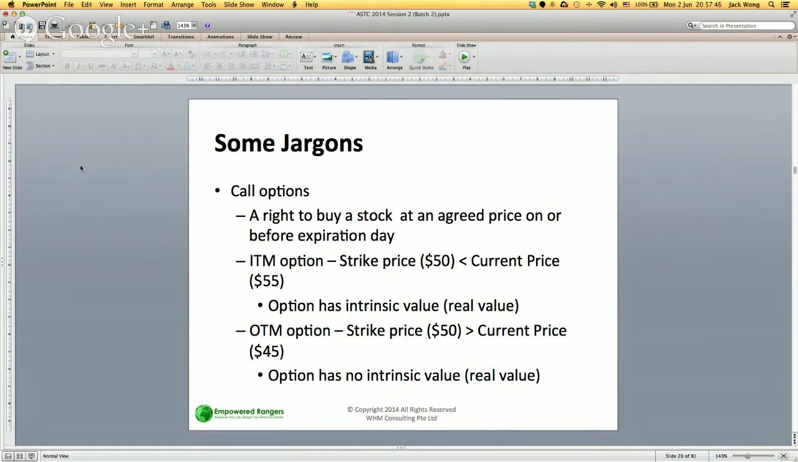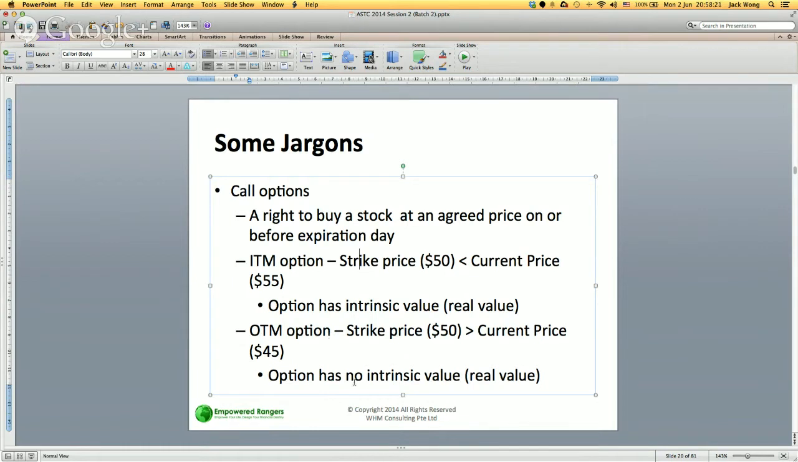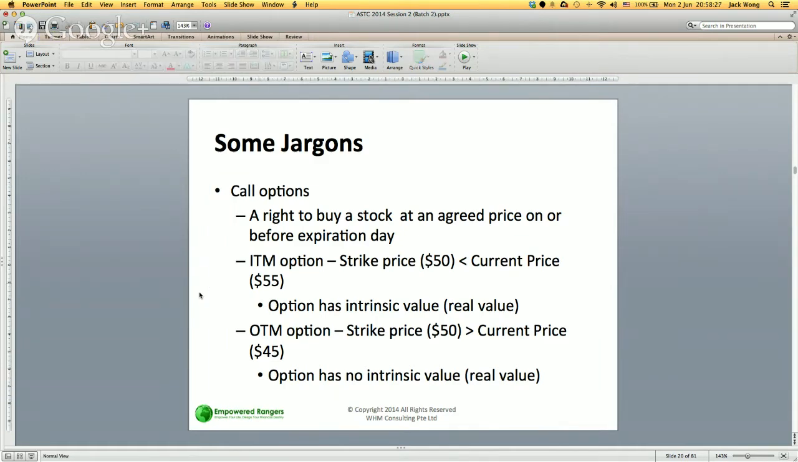When we say in the money, what do we mean by that? In the money, simply put, when stock price is at $55, okay, stock price is at $55. The price that I agree to pay or to buy the stock is 50. So strike price is the price that I agree to buy the stock. And if this is lower than the current price, that means the option has intrinsic value. Out of the money option is the other way. The strike price is 50, but the current price is lower than that. So what we are saying is that these options, out of the money options, have no intrinsic value. Okay, so that's something that you need to know.